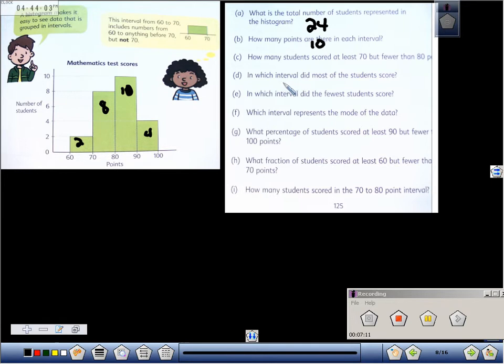How many students scored at least 70 but fewer than 80? At least 70 but fewer than 80. Now if you look right here, fewer than 80, you see 8 of them are going to be fewer than 80.